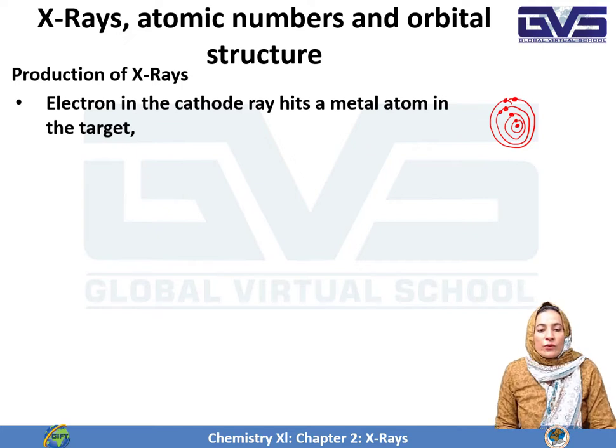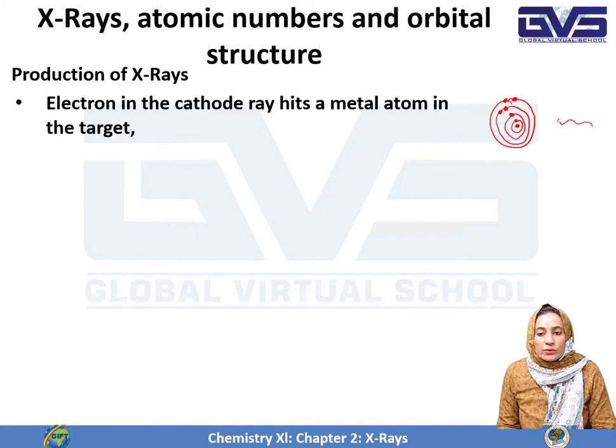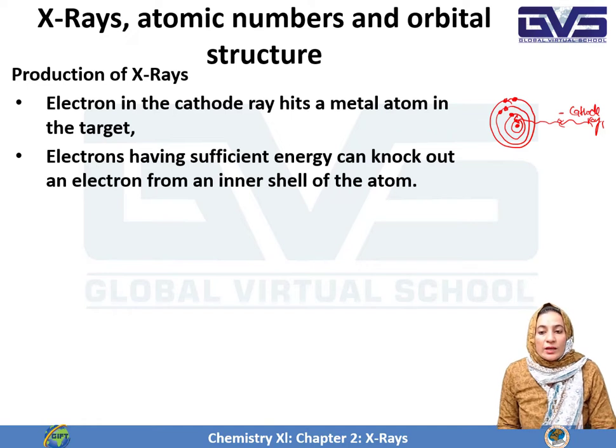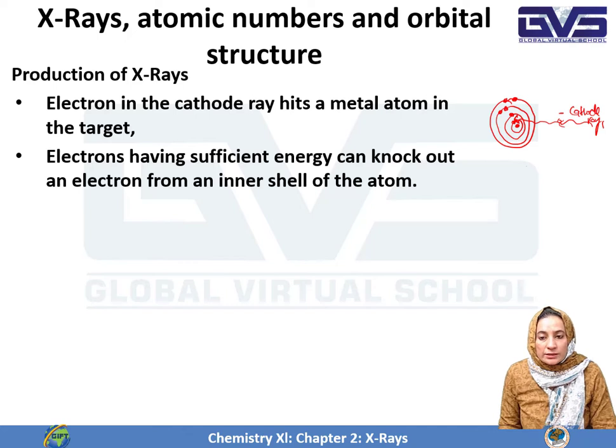Electron in the cathode rays. You know how the cathode rays are produced in the discharge tube experiment. Let's suppose these are the cathode rays. Cathode rays are basically electrons. When they hit the electron of the metal atom, an electron having sufficient energy can knock out the electron from an inner shell of the atom. If these cathode ray electrons have sufficient energy, they have the ability to knock out these electrons from here out of the atom, like this.